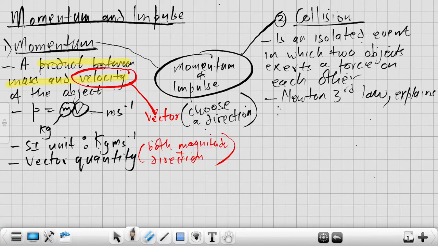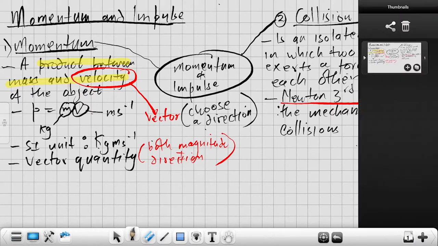So Newton's third law explains the mechanics of collisions. One will ask, why necessarily Newton's third law? It's because Newton's third law gives us the action-reaction pair in terms of the forces that we are looking for. So let's have a simple scenario of an object approaching the wall. So I'm going to try and duplicate this.